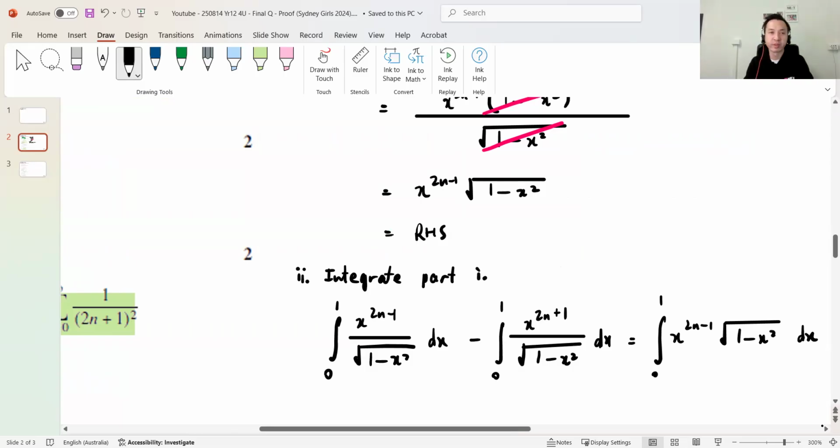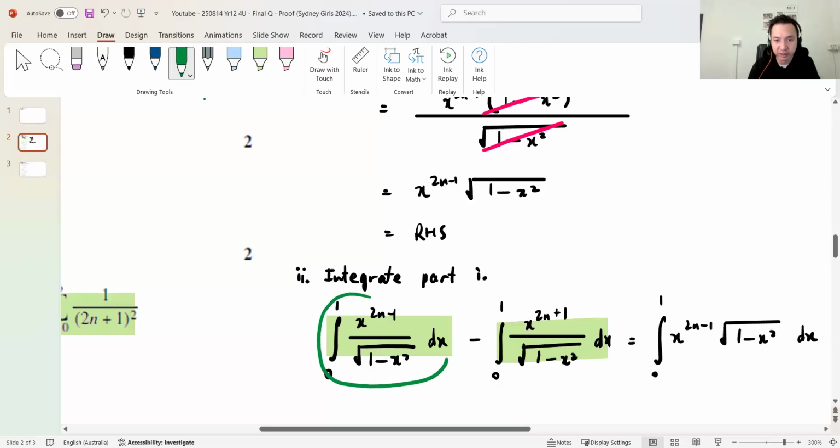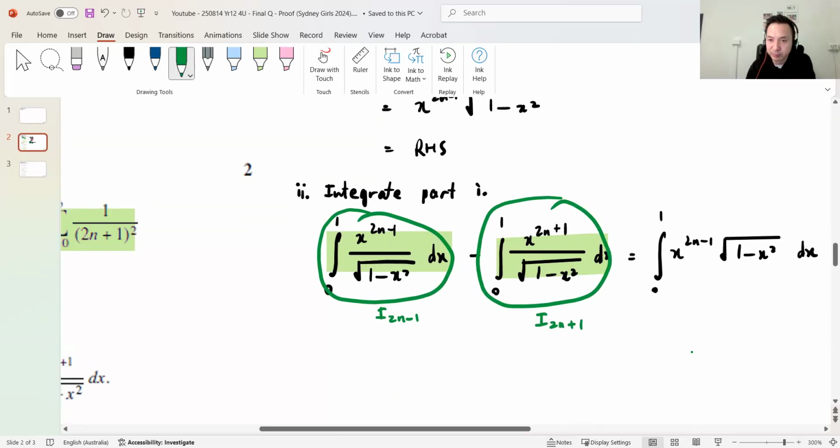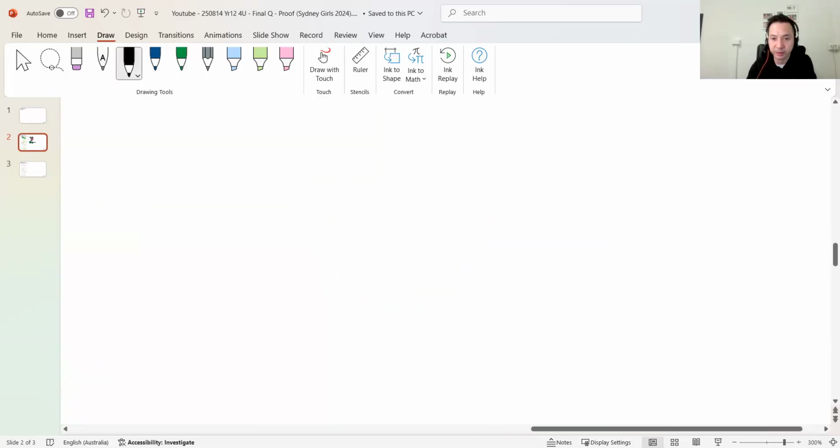Just to be absolutely clear, like I said before, this part here and this part here are given. The question defines this to be I_(2n-1), and that must be I_(2n+1). So if I can find an expression here, then maybe I can make it work. So therefore, if I scroll over here, too much.